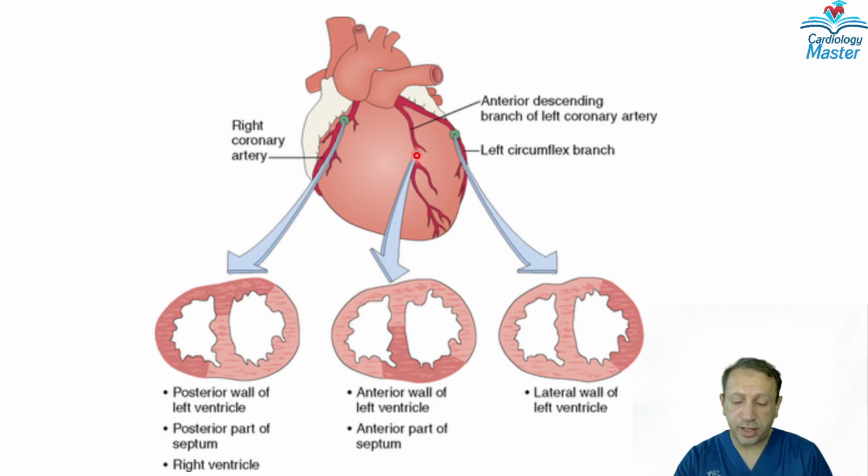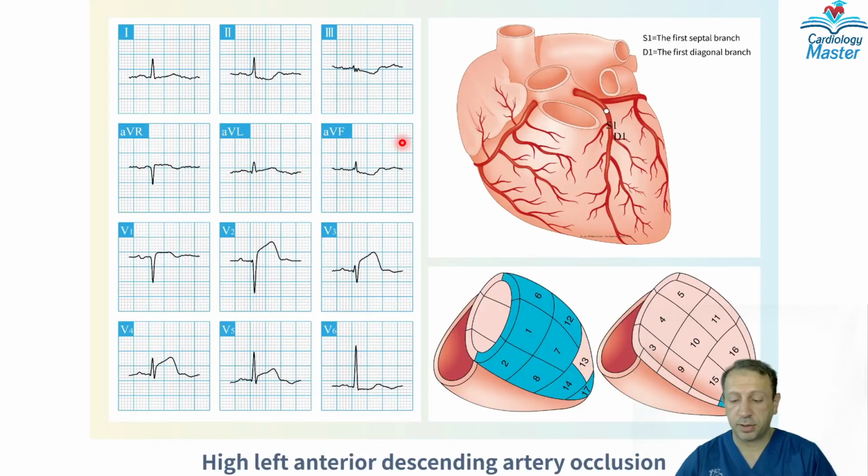The left anterior descending artery supplies the anterior wall and the anterior two thirds of the interventricular septum. The left circumflex supplies the lateral wall, and the right coronary supplies the posterior wall, the posterior third of the interventricular septum, and the right ventricle. So ischemia that happens in any of these vessels will affect the corresponding wall that it supplies.